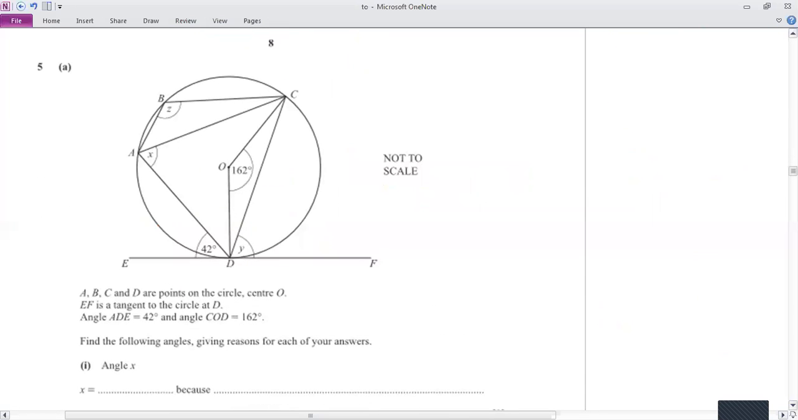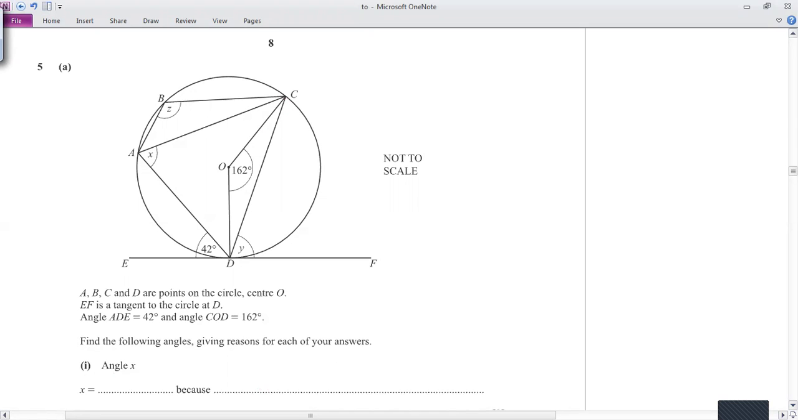Circle theorem. Remember the rules of circle theorem. Question number 5. A, B, C, D are points on the circle, so it means ABCD is making a cyclic quadrilateral. Given the angle, find the angle, giving the reason for each. Angle x. Where is angle x? This angle x you have to find.